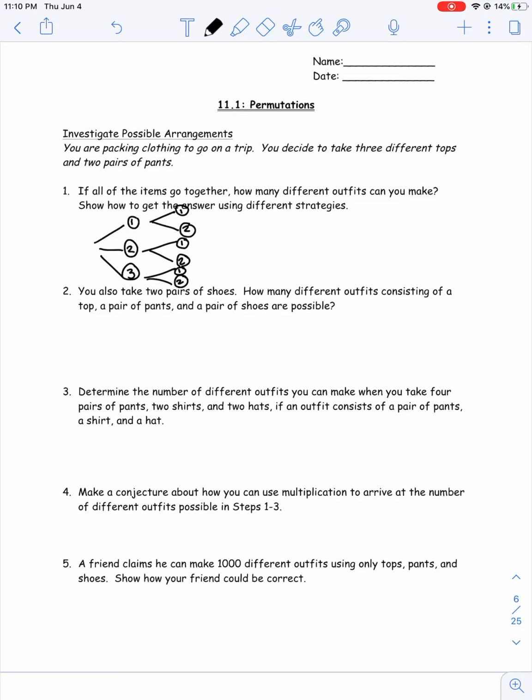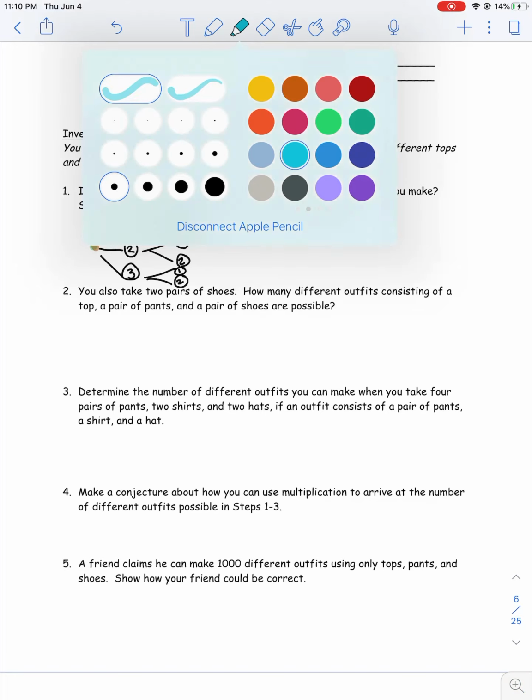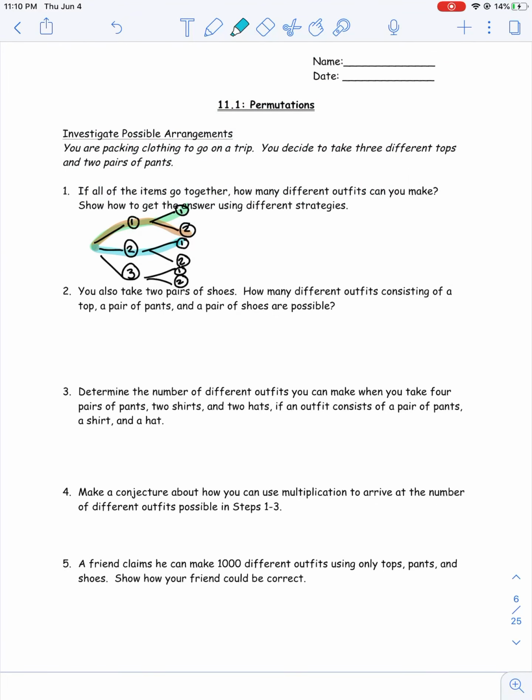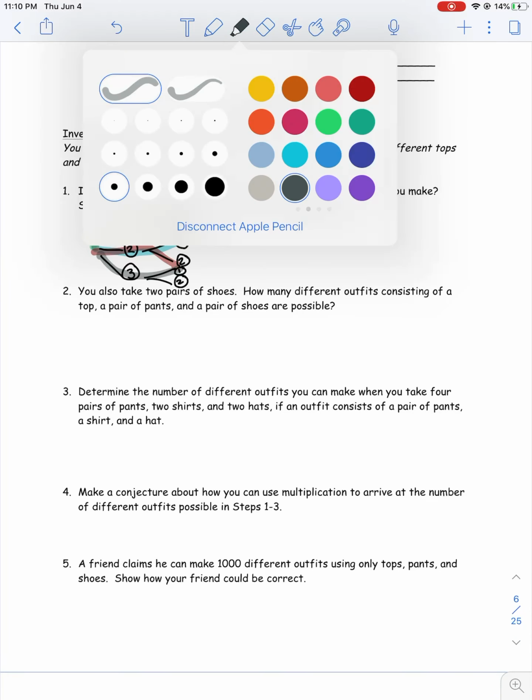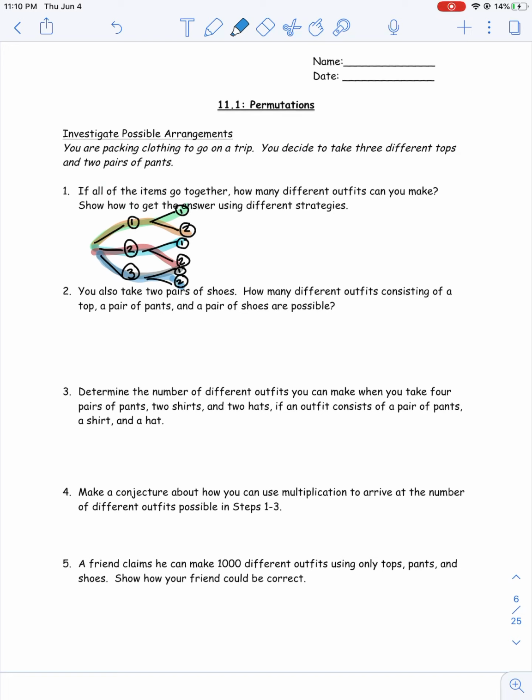So as you can see, how many total branches you have will create an outfit. For example, this is one outfit. And then we have 2 outfits, 3 outfits, 4 outfits, 5 outfits, and 6 outfits. So together there are 6 total outfits that can be made.